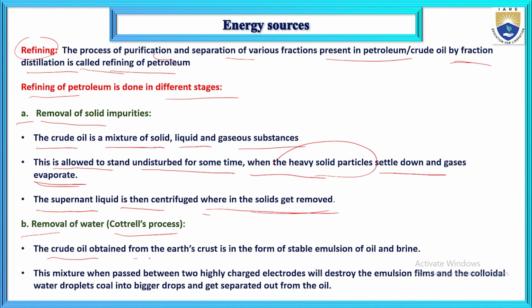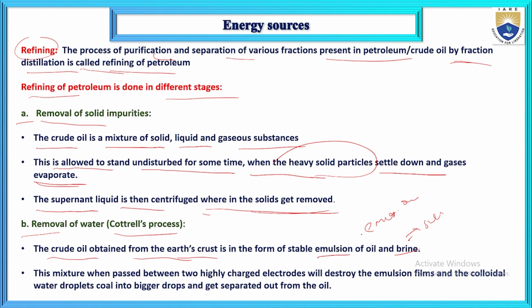The crude oil obtained from the earth crust is in the form of a stable emulsion of oil and brine. Brine is nothing but salts like sodium chloride and magnesium salts. The crude oil is available in the form of an emulsion with oil and salt. The emulsion will be in only one phase. Oil and this brine solution are both in miscible state.